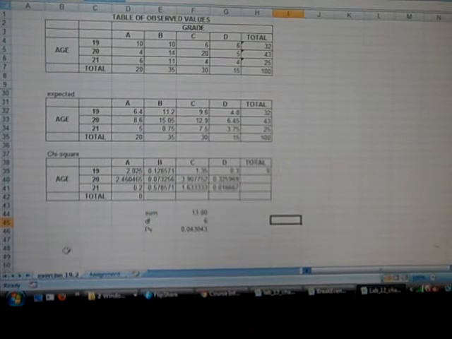So the age is actually a factor on the grade. Okay, and then that's it for the chi-square.